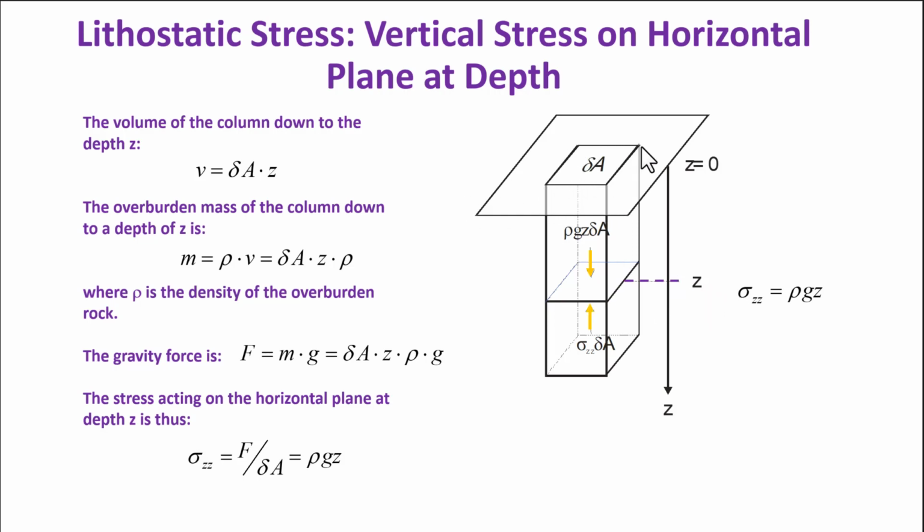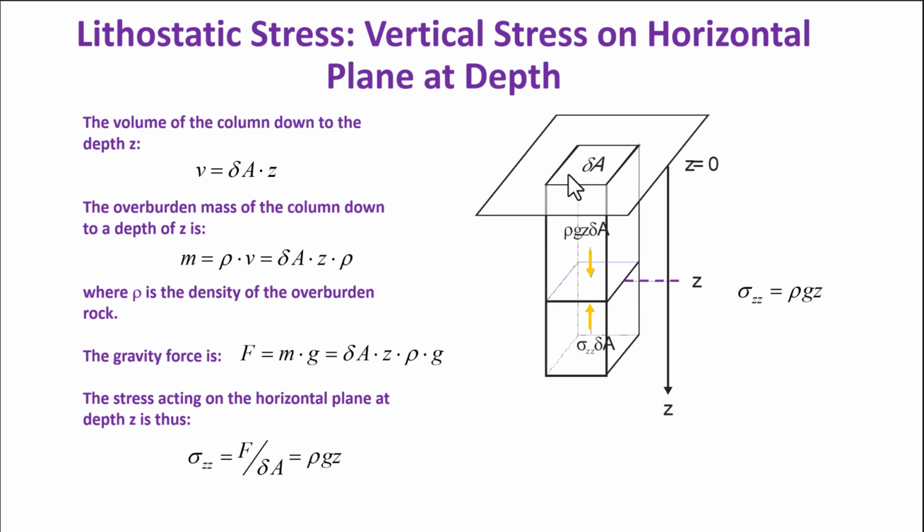Consider a vertical column of rock with base area delta A. The total force acting on a horizontal area at depth Z is really the total gravity of the overburden rock. The volume of that column is base area multiplied by the depth Z, delta A times Z.